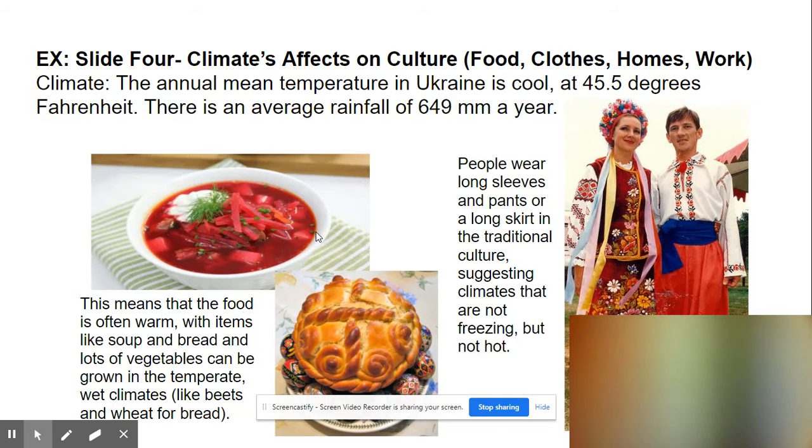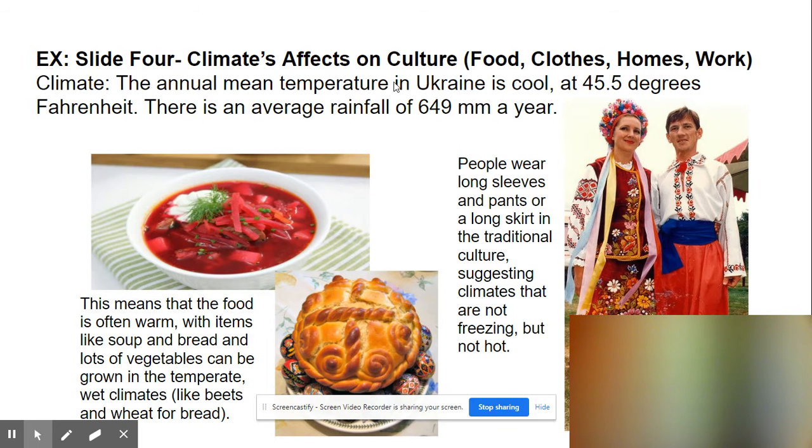So then slide 4. Slide 4 asks you to analyze for at least 2 characteristics how climate affects that culture, because culture is our next unit. So you could analyze the food, you could analyze the clothes, the homes, or the work. So I'm going to show you what Waverly did.